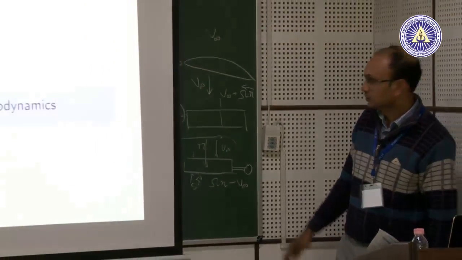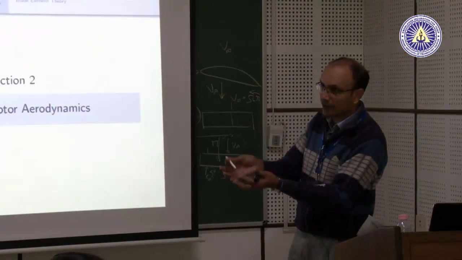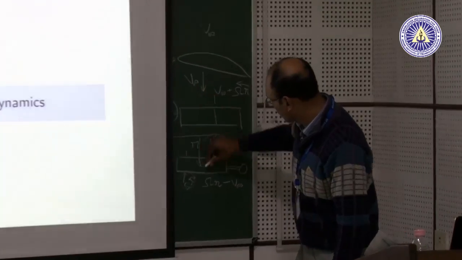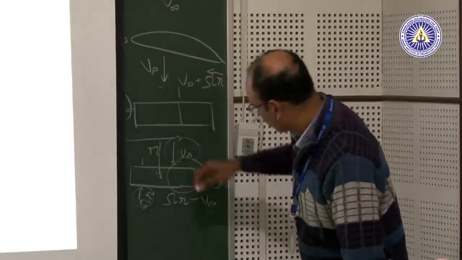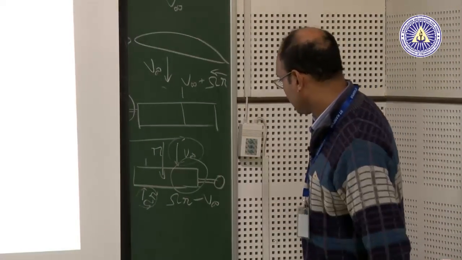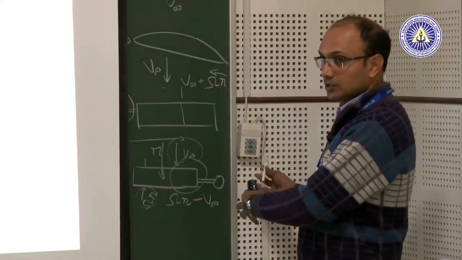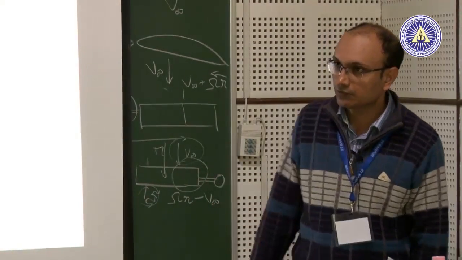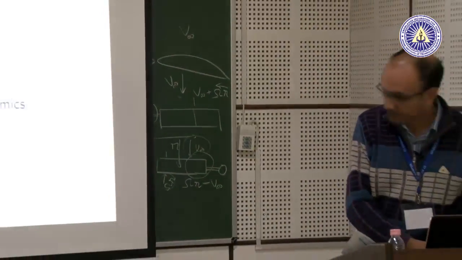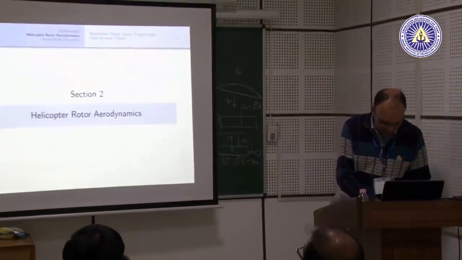This ends up creating a small pocket on some part of the blade. The section of the blade which is closer to the axis of rotation will experience this kind of reverse flow. All right, so that is reverse flow.